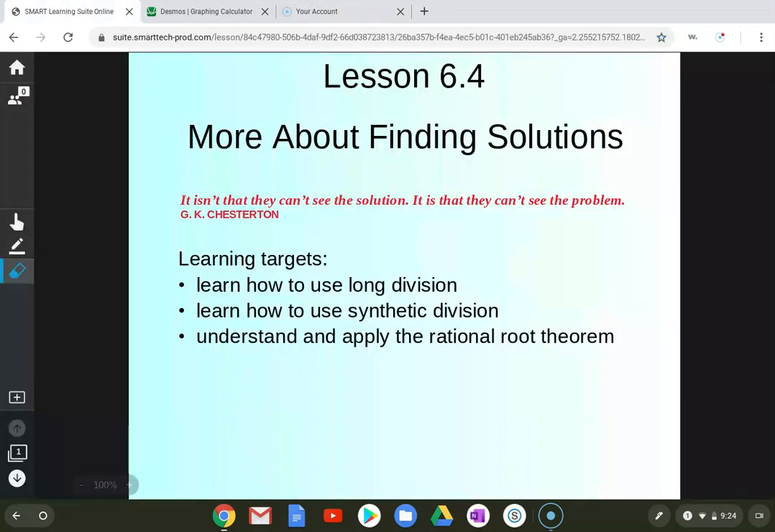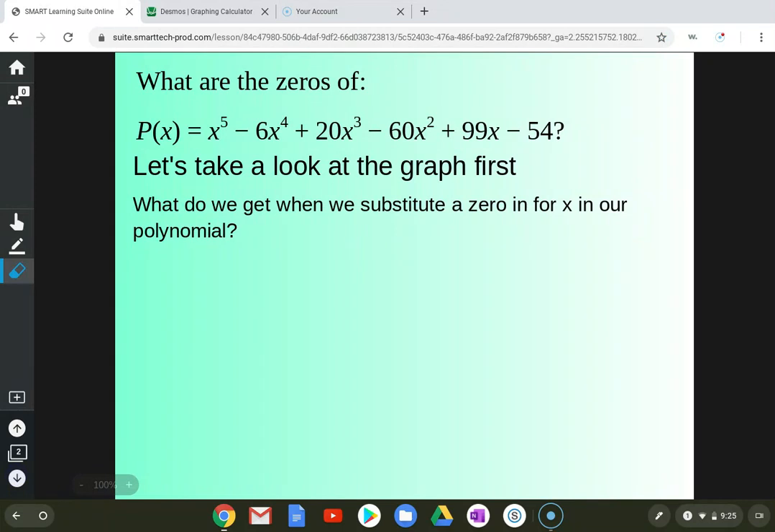It's Mrs. Price again here with 6.4, which is more information about finding solutions of polynomials. Today, we're going to focus on synthetic division. We're also going to learn the rational root theorem, and we'll spend a minute or two touching on how to do long division with polynomials as well. Let's get started. So this first problem asks, what are the zeros of this huge fifth degree polynomial?